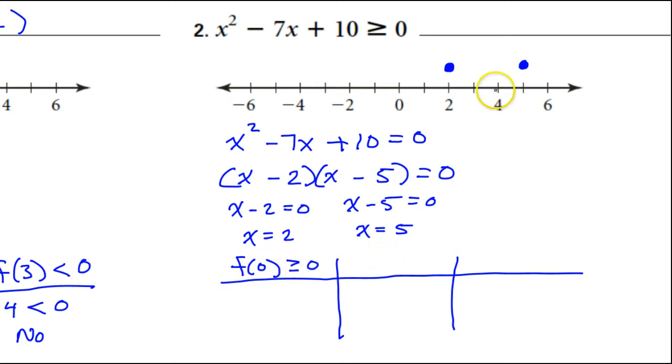Okay, now let's pick a value between 2 and 5. So we could pick 3 or 4. I'll just pick 3. So let's find the value of the function at 3 and see if that is greater than or equal to 0 like we want. And then finally, let's pick a test value that is to the right of 5, greater than 5. So of course we'll just pick 6.